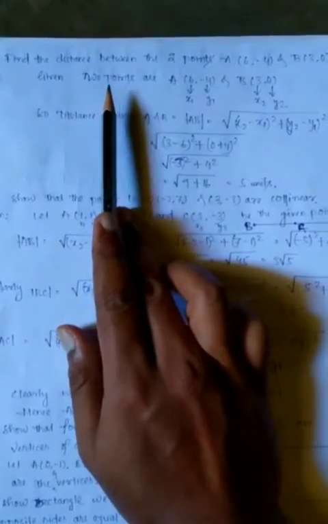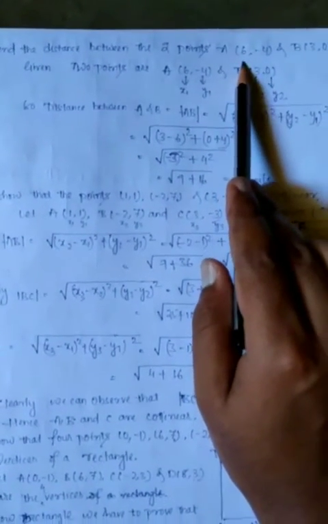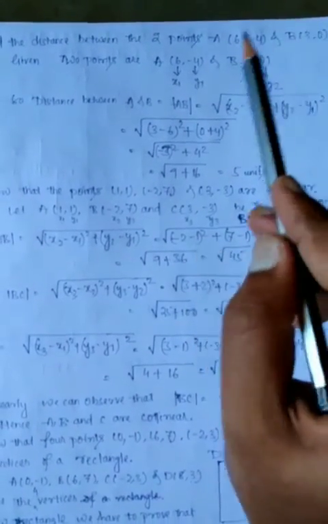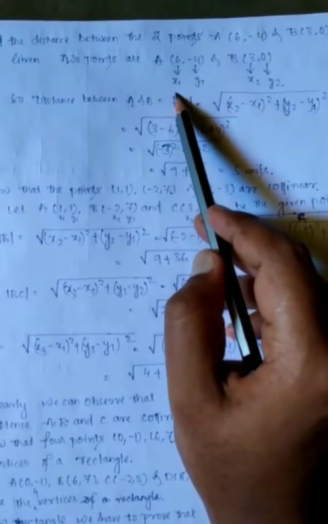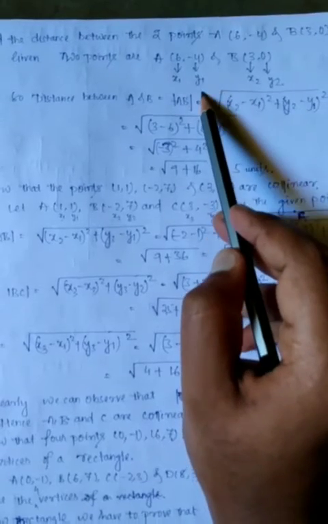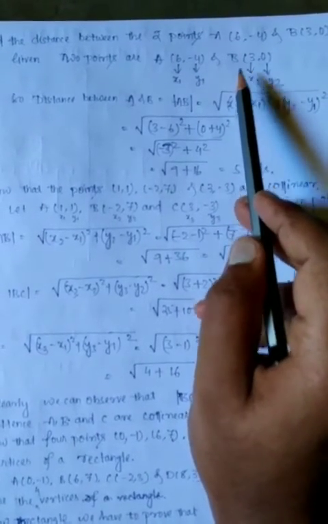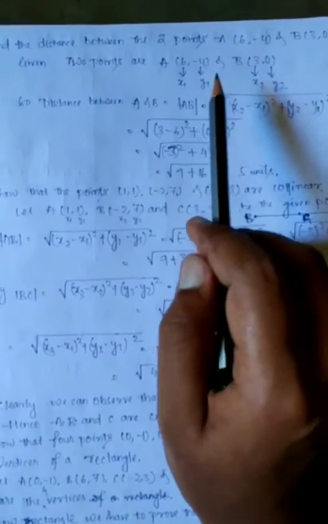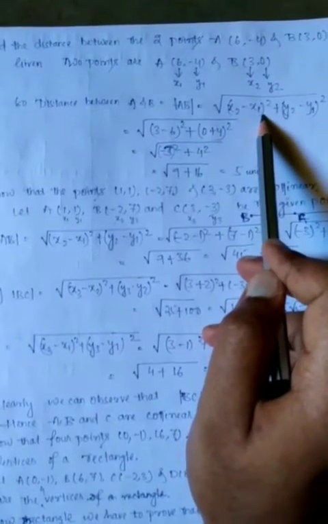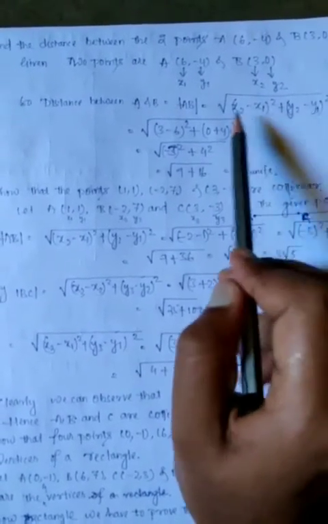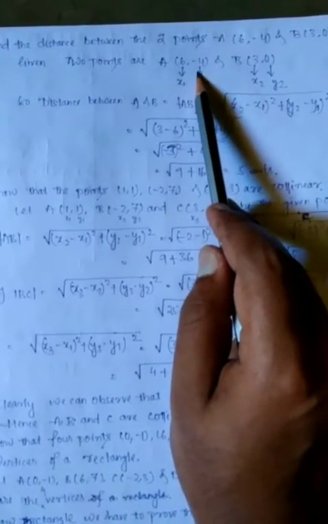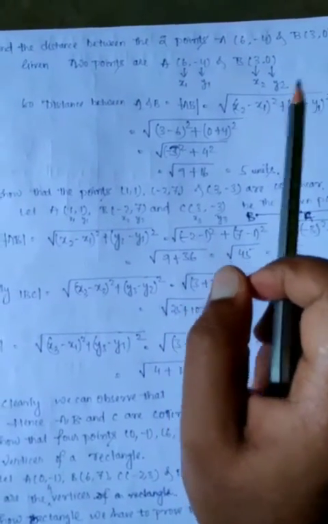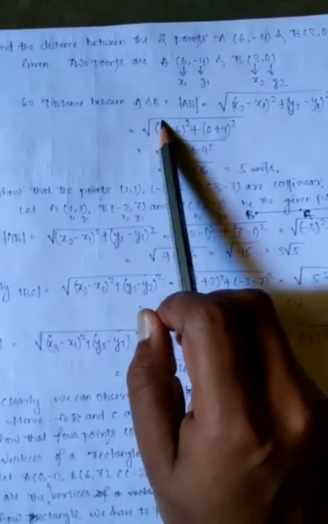Find the distance between the 2 points (6, -4) and (3, 0). What is the distance between 2 points? Here I have represented 6 as x1, -4 as y1. In the second point, 3 is represented as x2 and 0 is represented as y2. So these are the values, and I have the formula: the square root of (x2 minus x1) whole square plus (y2 minus y1) whole square. So 3 minus 6 whole square plus 0 minus (-4) whole square, that is 0 plus 4 whole square.